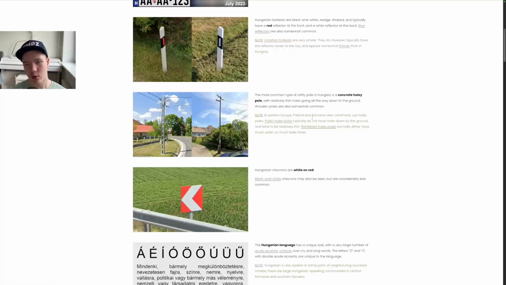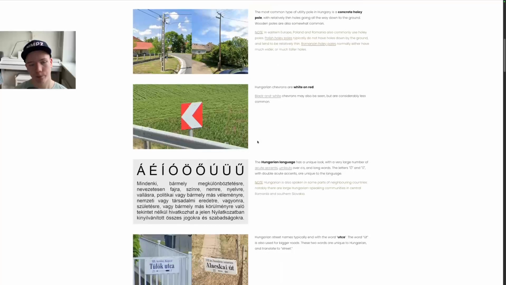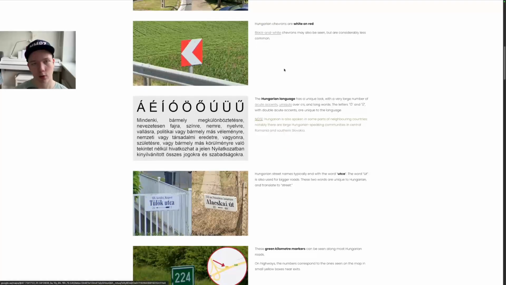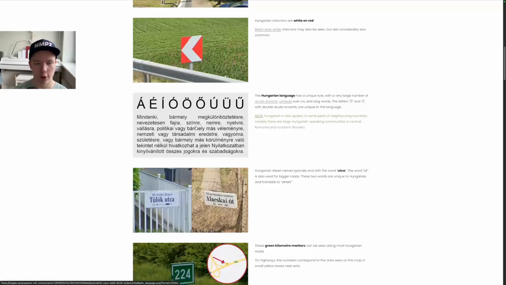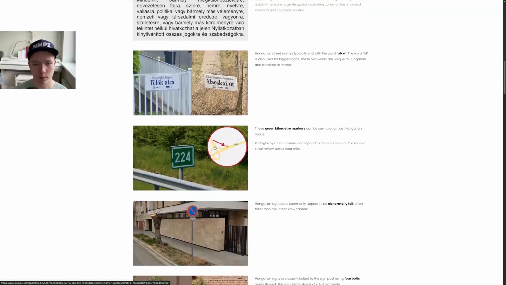And yeah, there are some differences with the Romanian holy poles, where the holy poles are also really common. Maybe even a bit more common, I don't know. White and red, so the same as Estonia. The chevrons, or Russia, or Ukraine, or, well, yeah. The Hungarian language has a really unique look. I think just take a little bit of a look at this and you can recognize it. The utca, or ut, street.